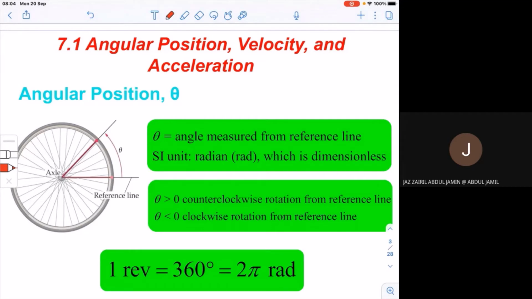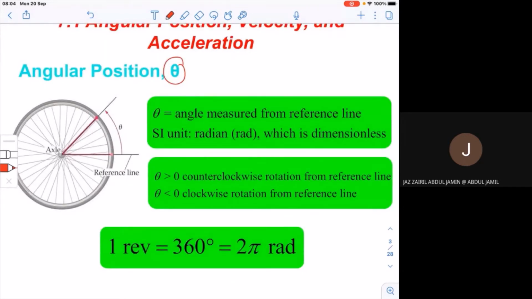The angular position is known as theta. Angular position is theta, and theta is what? The angle, the angle measured from the reference line. If we say the reference line here is the x-axis, then the reference line is the x-axis, with the SI unit of radian, which is dimensionless.